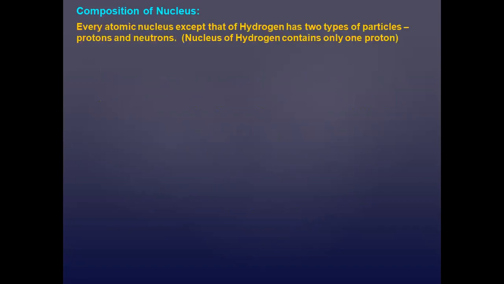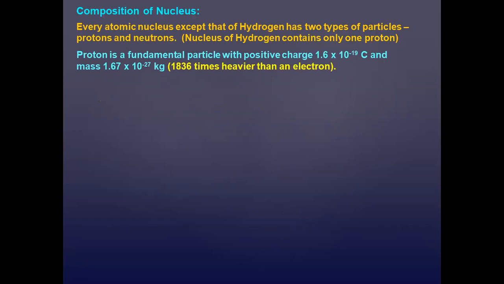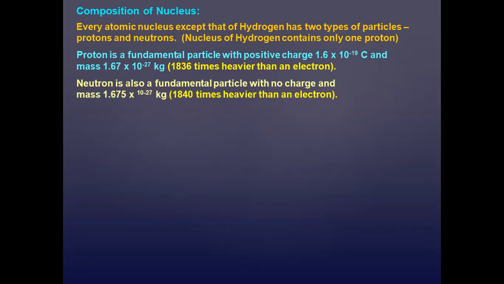We'll see some concepts related to the nucleus, the composition of the nucleus. You know that the nucleus consists of two particles, proton and neutron. The proton is positively charged. The charge on the proton is 1.6 into 10 raised to minus 19 coulomb, positive, and its mass is 1.67 into 10 raised to minus 27 kg. It is much heavier than the electron. The neutron is neutral, with no charge, and its mass is nearly the same as the mass of the proton. So the nucleus consists of protons and neutrons.